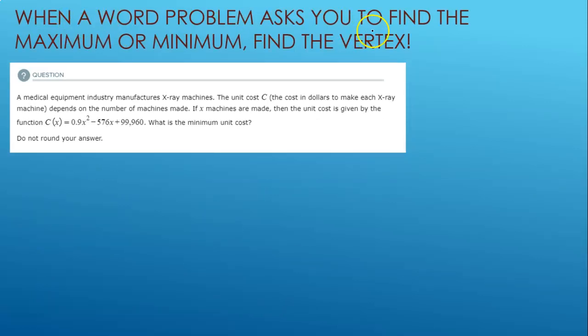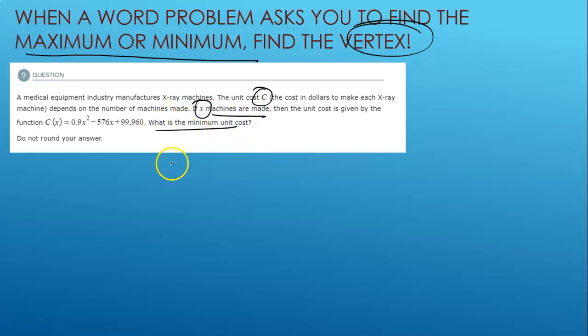All right, new topic. Maximum or minimum. When you have a word problem, don't get overwhelmed. When you see the words maximum or minimum, that is your clue to use the vertex. So this says, a medical equipment industry manufactures X-ray machines. The unit cost is C, and X stands for the number of machines that are made. It says, what is the minimum unit cost?